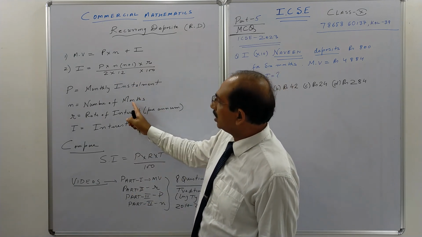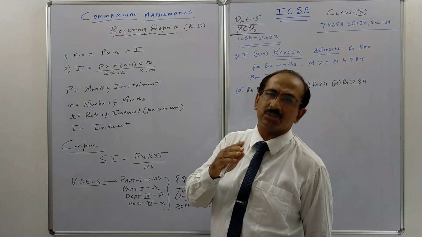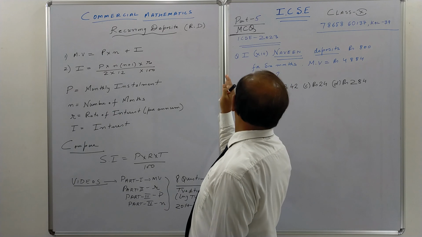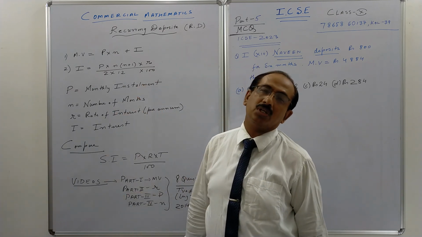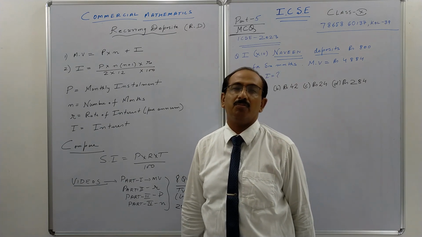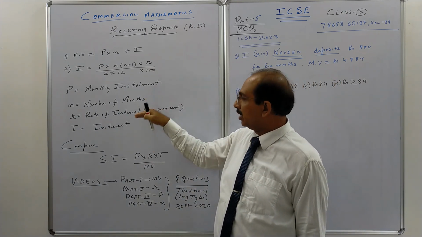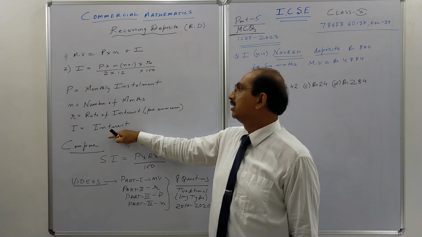Next, time, children, always remember, is N, and it is taken in months. Suppose time is given as 2 years, we will convert it to months. 2 years will be 24 months, 1 year will be 12 months. That is a very important point. Next, R is rate of interest and I is interest.